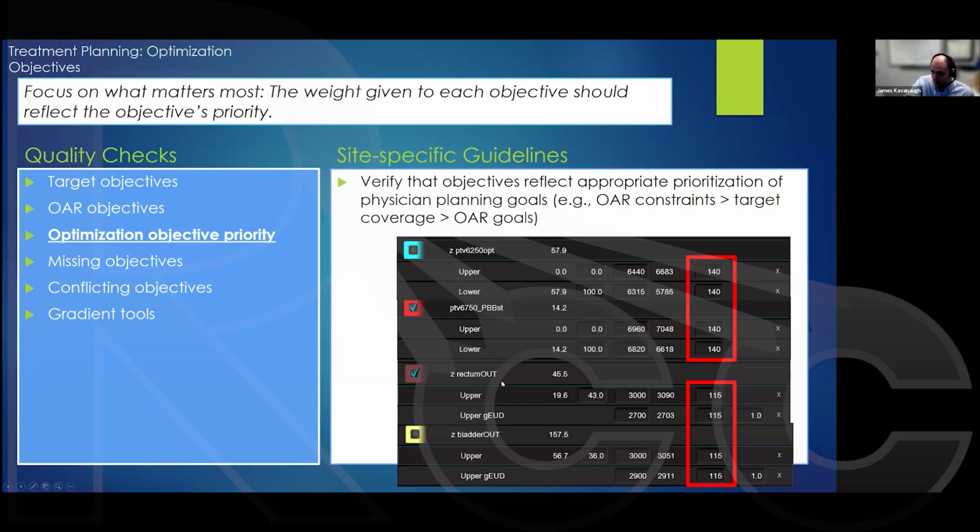Also note here on these rectum out and bladder out, I've got an upper goal. So this is a mean dose objective for both of those. And then I've got a volumetric objective. For rectum, it says 43% of the volume needs to be at or below 30 gray, and for bladder, it's 36% at 30 gray. Those are a little bit patient determined, based on the volume of those structures themselves. And this is where the art, the skill of planning comes into play.